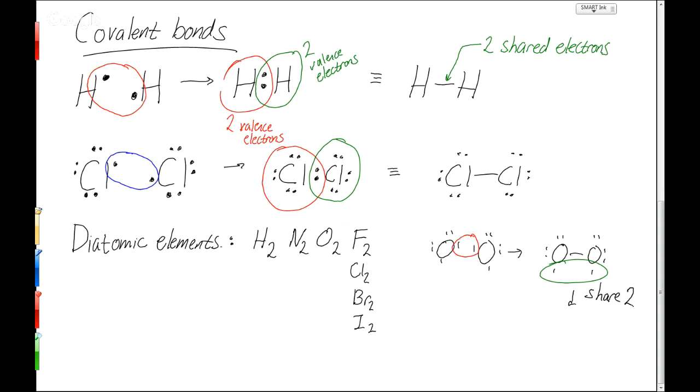So oxygen will share 2 pairs of electrons. And the way that we draw that is with 2 lines to show that there's actually 4 electrons being shared. So when we count that up, we say, all right, this oxygen has 2, 4, 6, 8 electrons around it. And this one has 2, 4, 6, 8 around it.